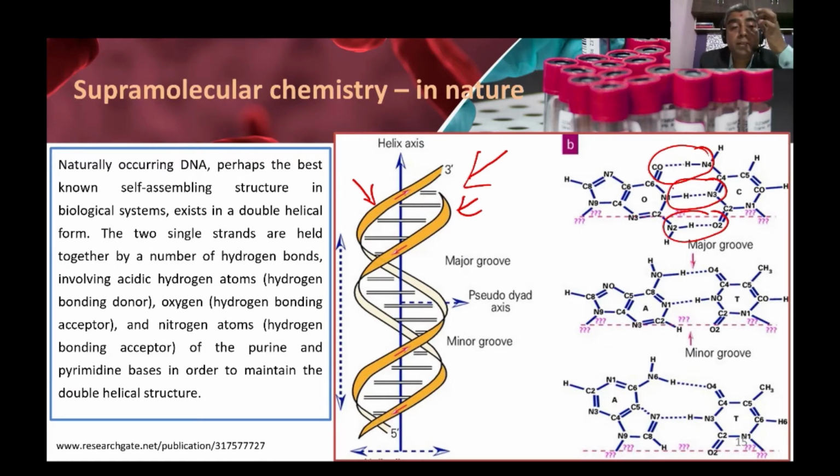The two single strands are held together by a number of hydrogen bonds involving acidic hydrogen atoms, oxygen and nitrogen atoms. We can see in the side image. This is a bond between oxygen and hydrogen, and a bond between nitrogen and hydrogen. So here hydrogen is donor, nitrogen is acceptor. Hydrogen is donor, oxygen is acceptor. So this is hydrogen bonding and it is a self-assembling structure.